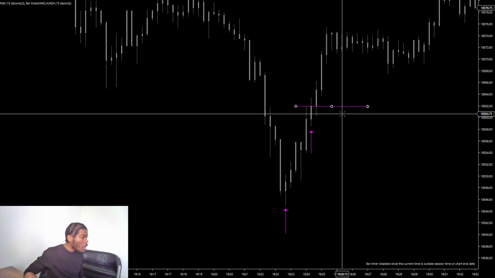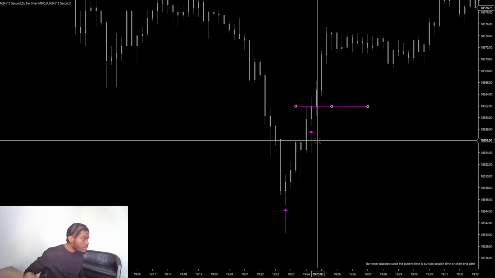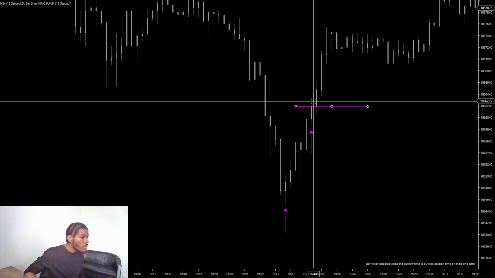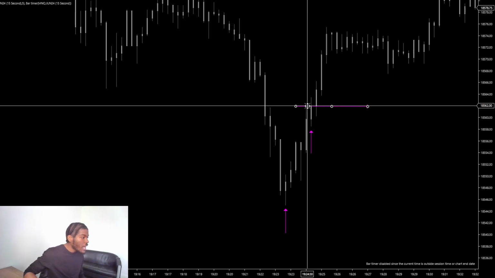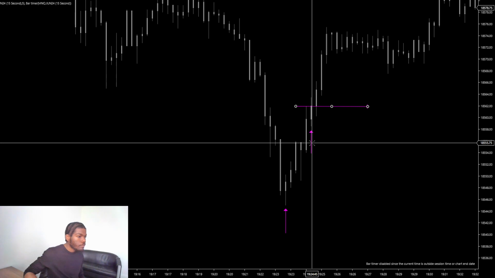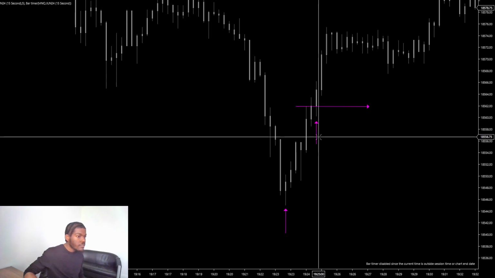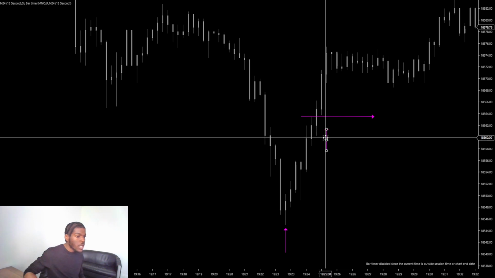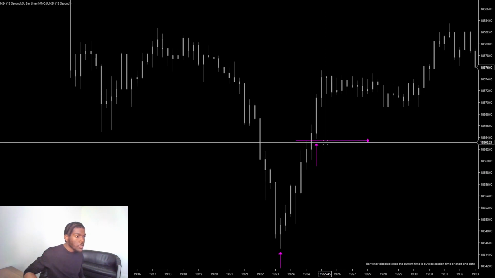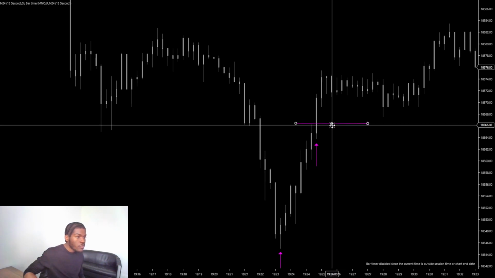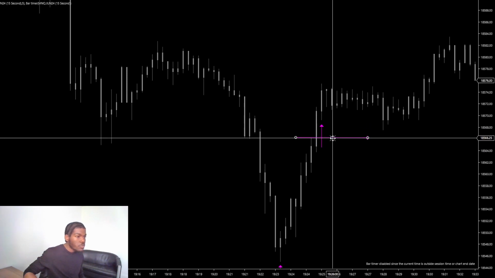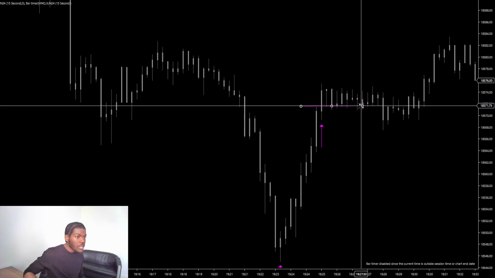The last up candle is valid when the next candle moves above the previous up candle's high. The same way this is valid because it moved up above the previous up candle's high, the same way this is valid, and the same way this is valid.